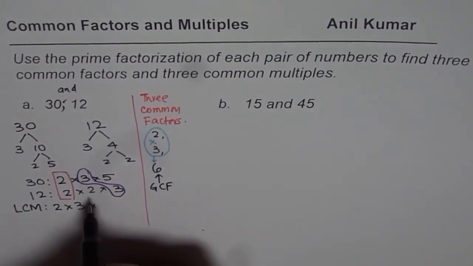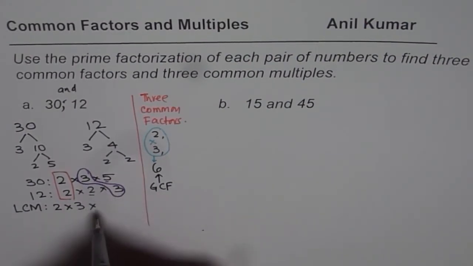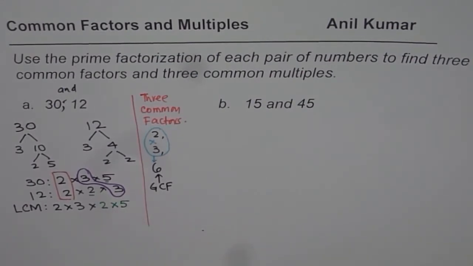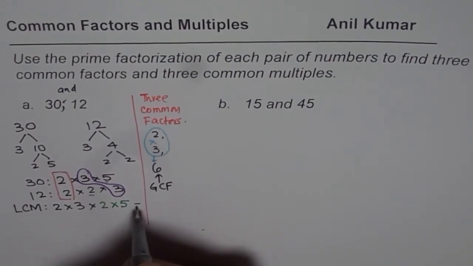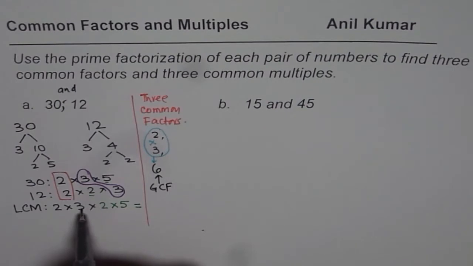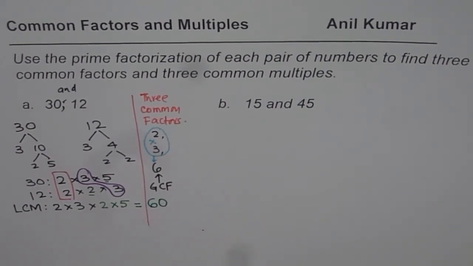We'll multiply by the other numbers. So in our case, the other numbers which are left are 2 and 5. So we'll multiply by 2 and 5 to get the least common multiple. So once we do that, what do we get? 2 times 5 is 10, 10 times 3 is 30, 30 times 2 is 60. So 60 is the least common multiple.